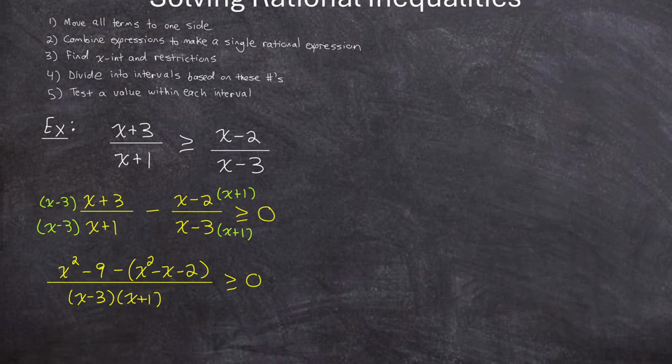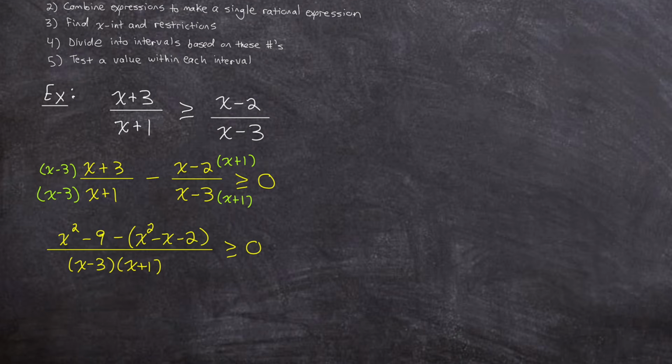And then in the numerator, I would have to subtract all three of the terms that are in brackets, and then collect my like terms. When doing that, the numerator will simplify to x squared minus x squared is 0. I've got minus a negative x, that's x, and negative 9 minus negative 2, that's negative 7.